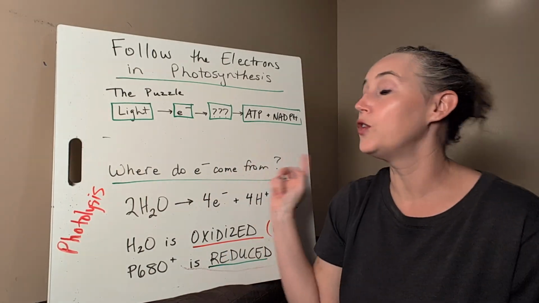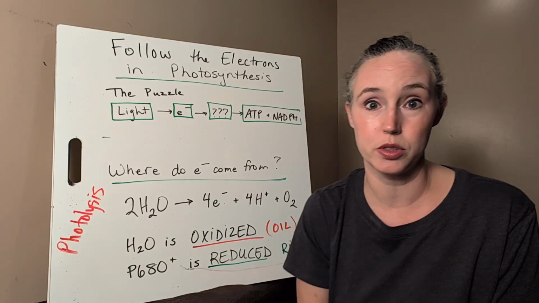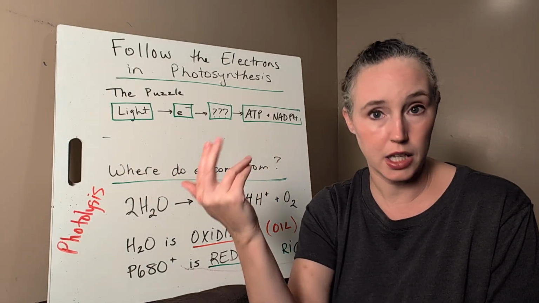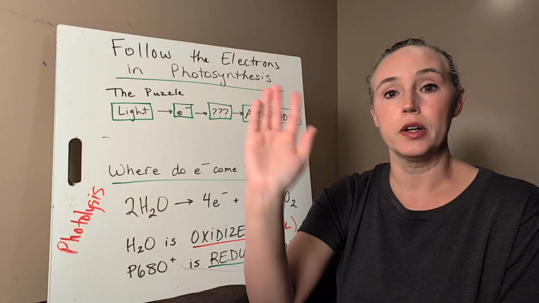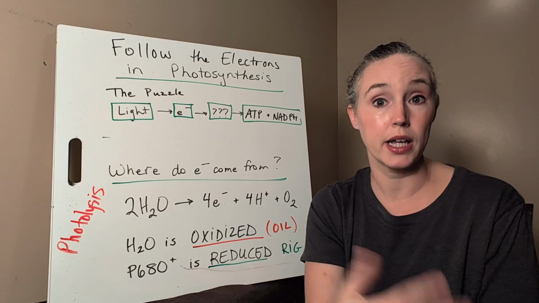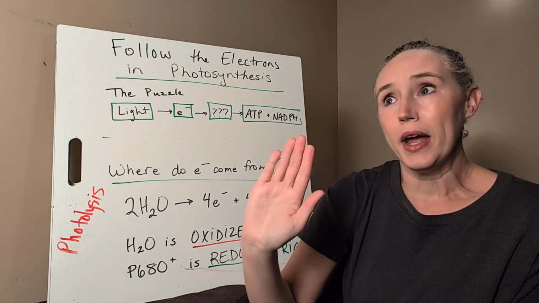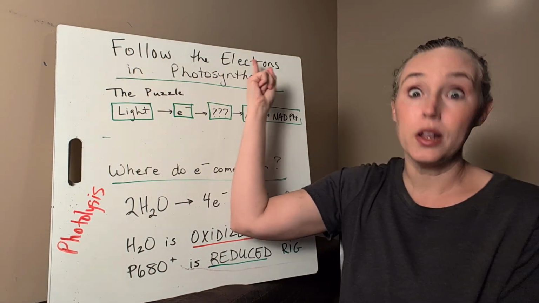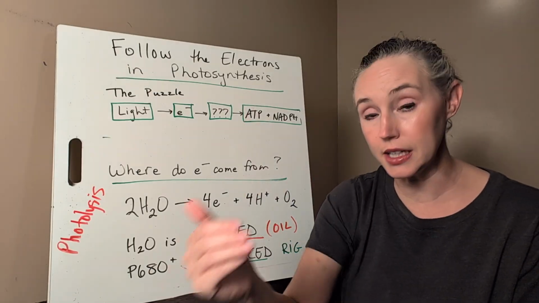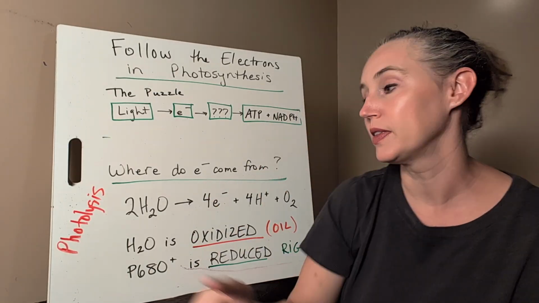All right, if we are following the electrons in photosynthesis, first let's flash back. What is our basic equation? Water plus carbon dioxide yields glucose and oxygen, right? So where do the electrons, since we're following the electrons, where do they start? Well, we get our electrons from water.